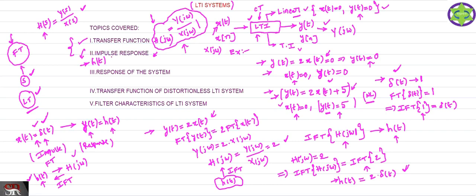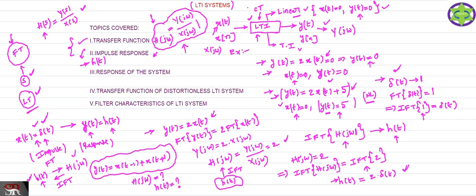You can follow the same procedure for any type of problem. Suppose I give you an LTI system described by this equation: y(t) = x(t-1) + x(t+1). This is the LTI system given to you. Now you practice: find out the transfer function of this LTI system, and find out the impulse response.